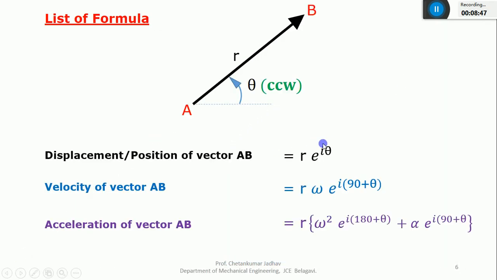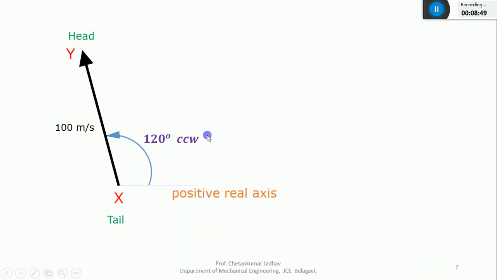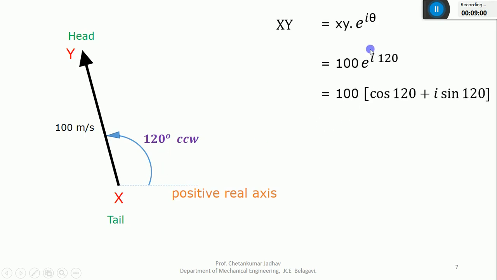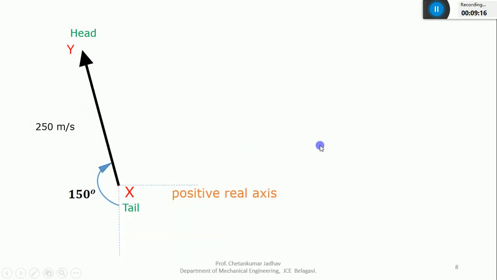After discussing these 3 equations, I have taken some assignment exercise problems. There's a vector XY. I need to write down the displacement of this vector. It is nothing but XY e raised to i theta, which means r into e raised to i theta. r is the magnitude or the length of this vector. The length is 100, the angle is 120, so I'll get this answer. e raised to i theta is cos theta plus i sin theta. Just remember this also.